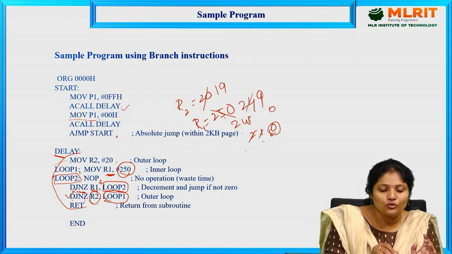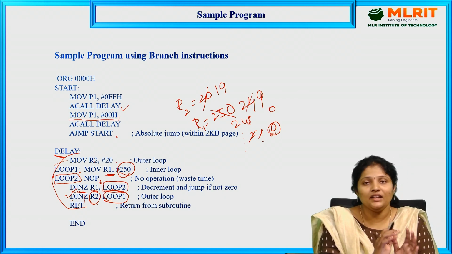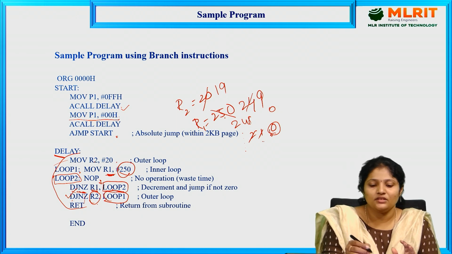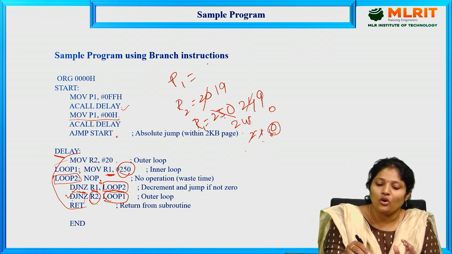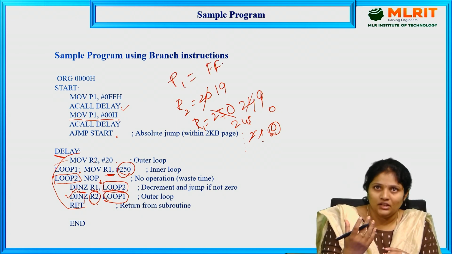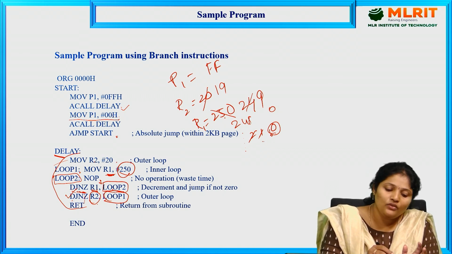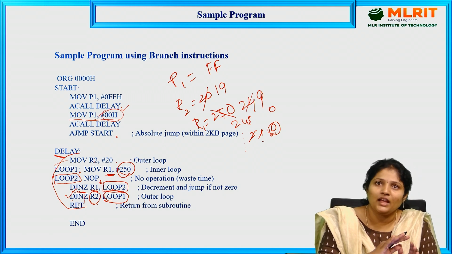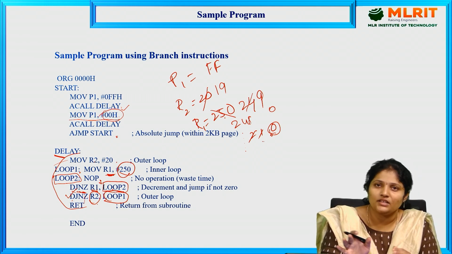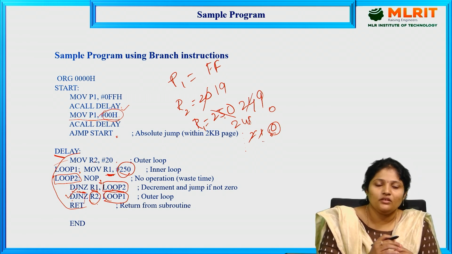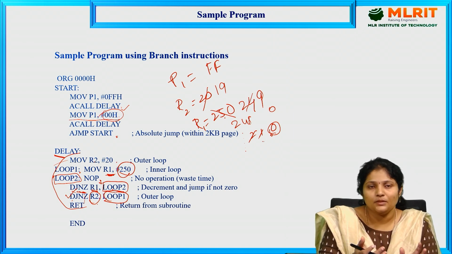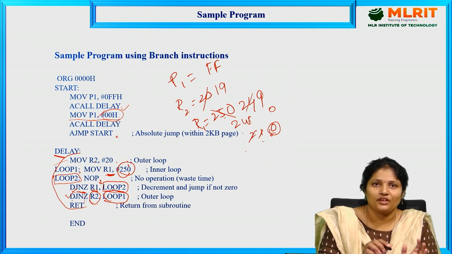What is this? MOV P1, 00. Until this loop finishes executing, the P1 bits are always FF, so the LEDs are on. After providing some delay, P1 will now be refilled with 00, so all the glowing LEDs will be off. So on and off depends on these instructions itself.